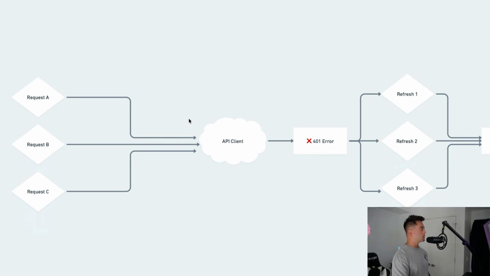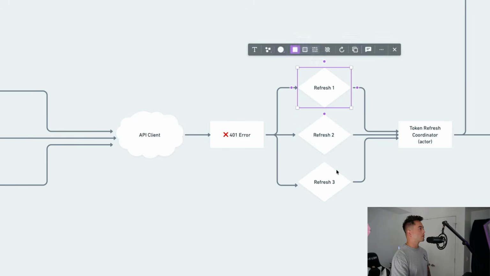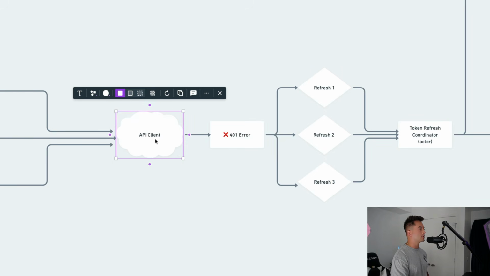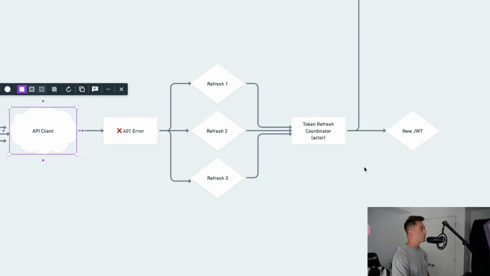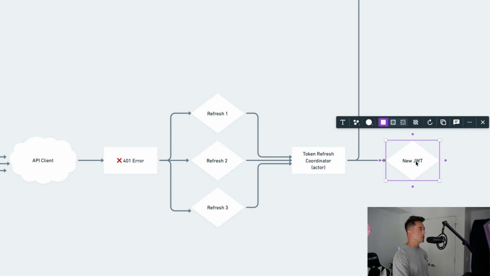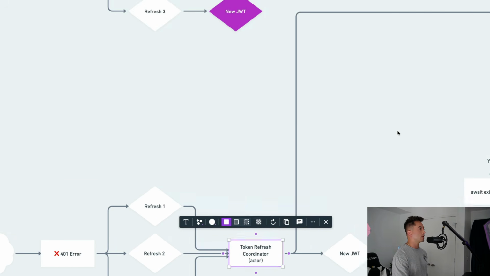If we go to diagram 2 here, we have the same starting flow. These requests run, they route through our API client, they run into an error, and then you get your 3 potential refresh requests, right? Let's imagine these are all using a separate instance of an API client. So what we want to do then is route them through this token refresh coordinator, which we set up as an actor, and we'll dive into the code here in a little bit, and then just return a single new JWT token. So here's a breakdown of how the refresh coordinator works.